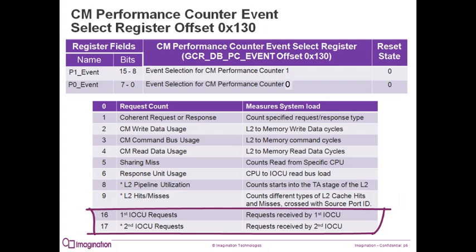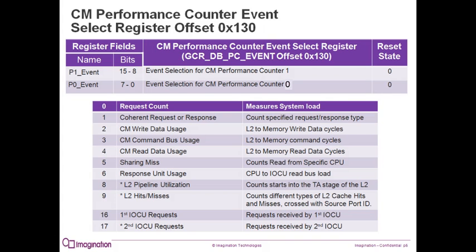Events 16 and 17 count IOCU requests. Different requests received by the IOCU can be qualified with a transaction ID, IO parking state, number of transactions in the request, burst length, L2 allocation type, posted or non-posted writes, cacheability, and by read or write requests. For further information, see the Software User's Manual section, CM Performance Counter Event Types and Qualifiers.